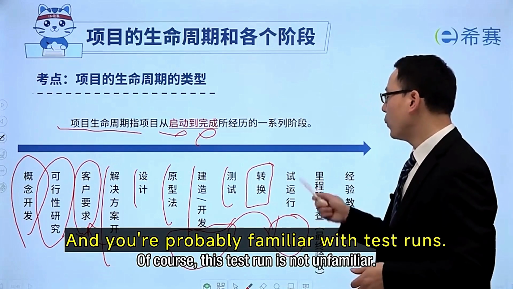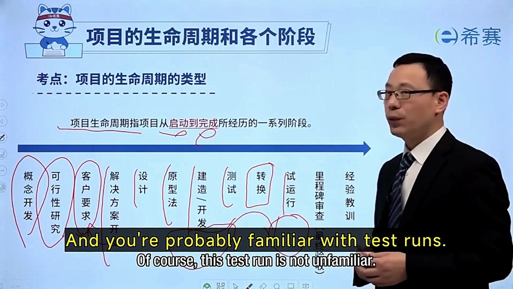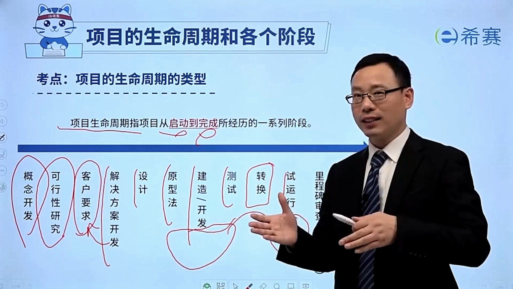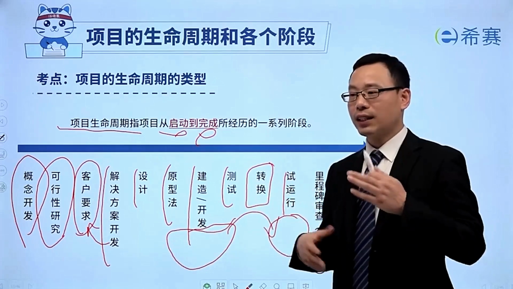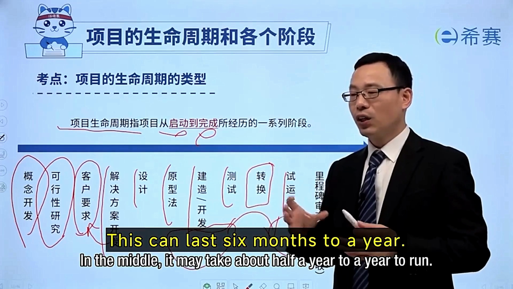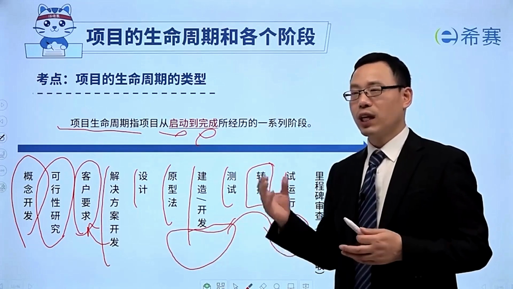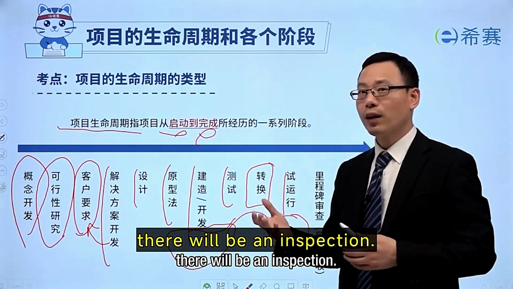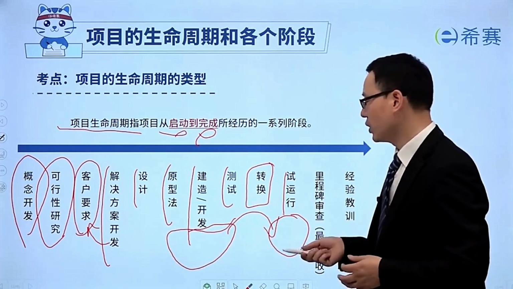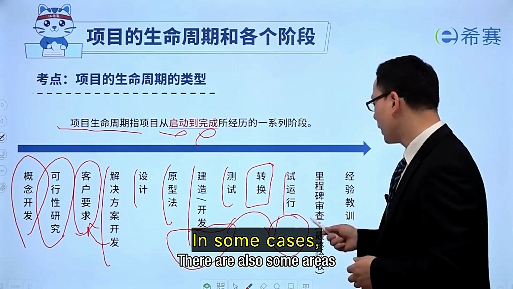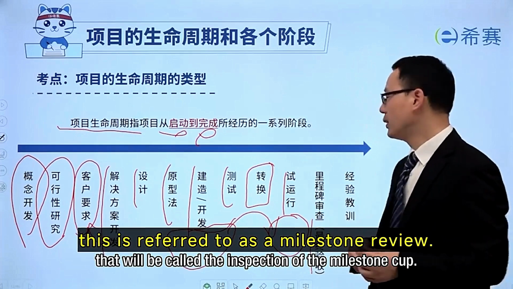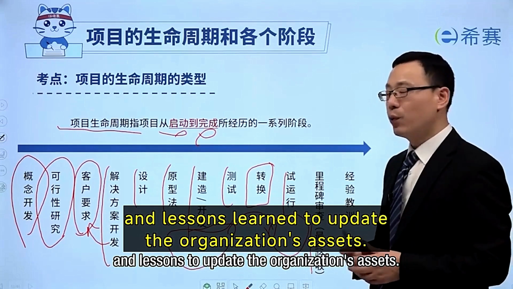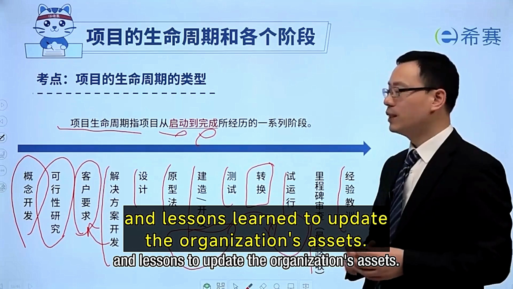Next is a test run. You're probably familiar with test runs. Take a subway line, for example. Once it's built, it goes into a trial period. This can last 6 months to a year. That's the test run, right? Following the test run, there will be an inspection. In some cases, this is referred to as a milestone review. After the acceptance, they will summarize their experiences and lessons learned to update the organization's assets.